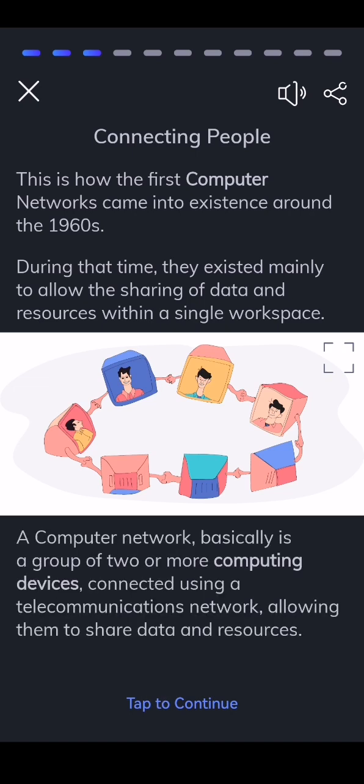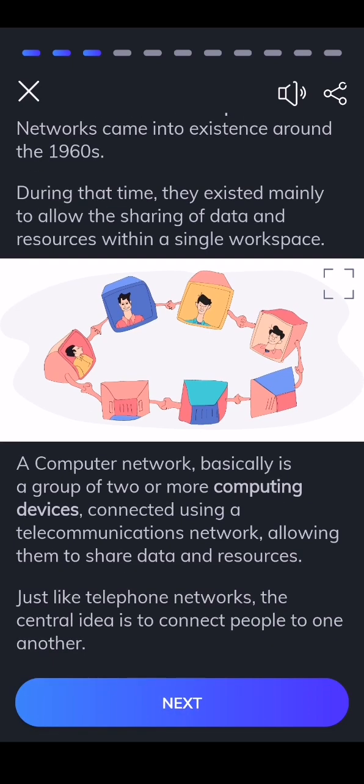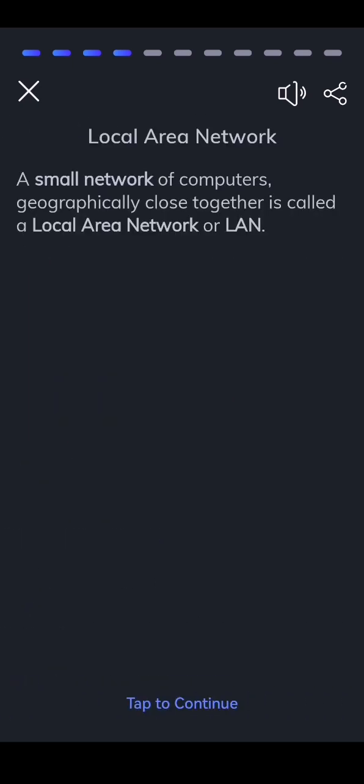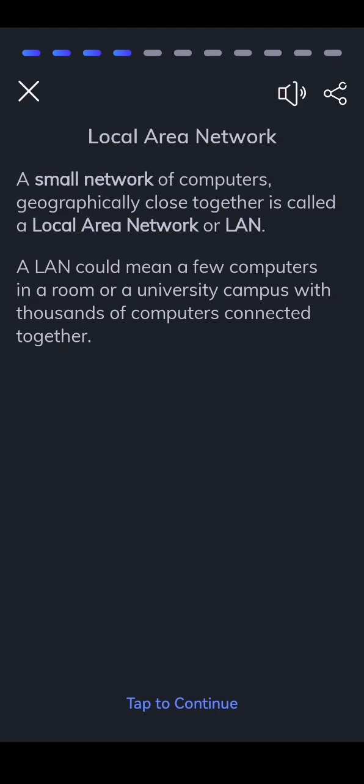A computer network, basically, is a group of two or more computing devices, connected using a telecommunications network, allowing them to share data and resources. Just like telephone networks, the central idea is to connect people to one another. A small network of computers, geographically close together, is called a local area network or LAN. A LAN could mean a few computers in a room or a university campus with thousands of computers connected together.